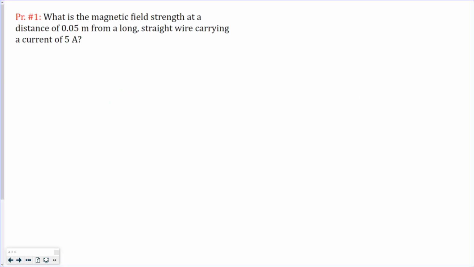So let's start from the first problem. What is given here? The distance from the wire, it's 5 centimeters. In meters will be 0.05, and we know the magnitude for the current, it's 5 amperes, and we're asked to find the magnetic field strength.